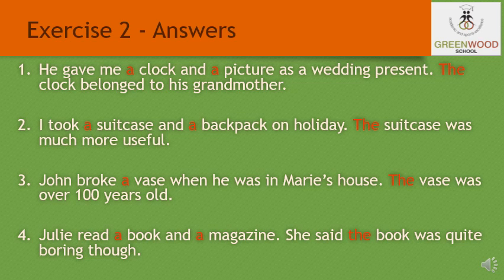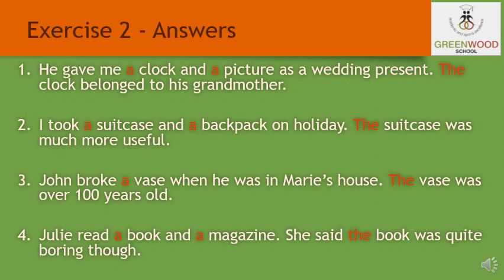Now let's look at the answers of exercise 2. He gave me a clock and a picture as a wedding present. We are putting a because we are not referring specifically to anything. But the clock belonged to his grandmother. Here I have used the because we are specifically looking at the clock which the grandmother had gifted him. I took a suitcase and a backpack on holiday. The suitcase was much more useful. I am using the because I am referring to the suitcase which I had carried for the holiday.